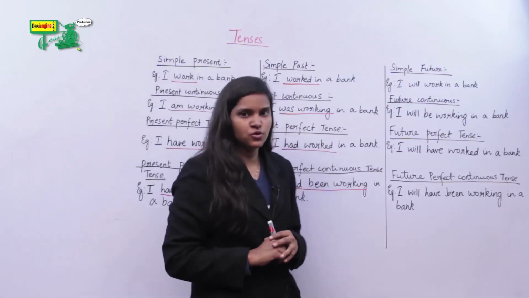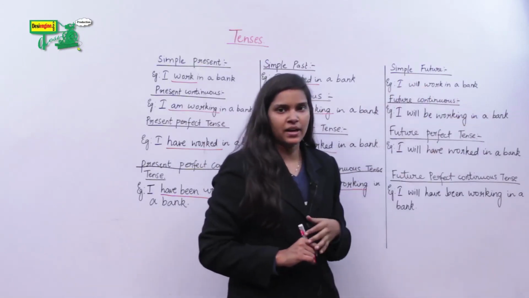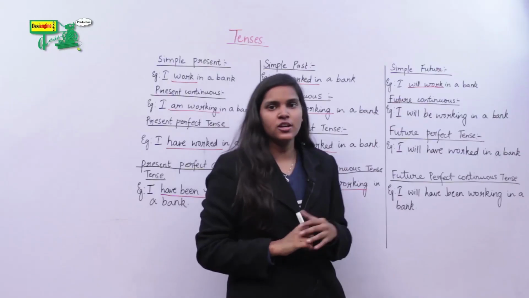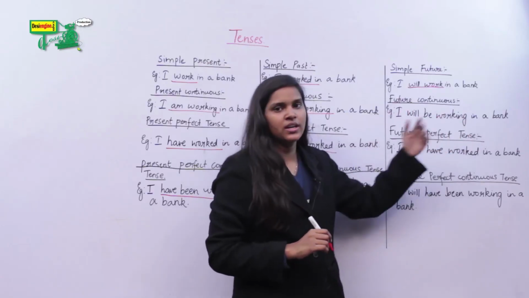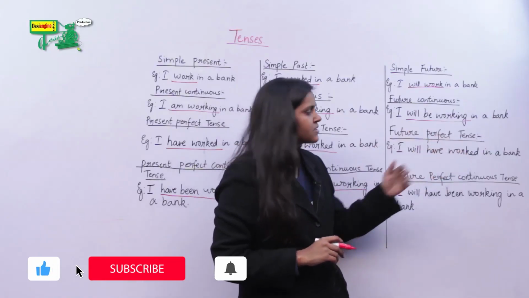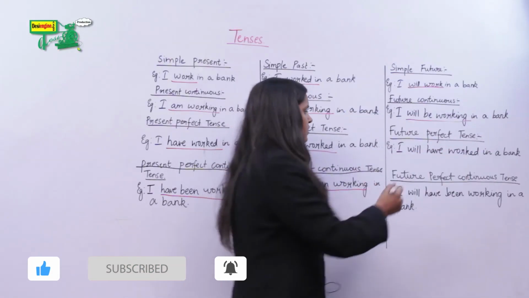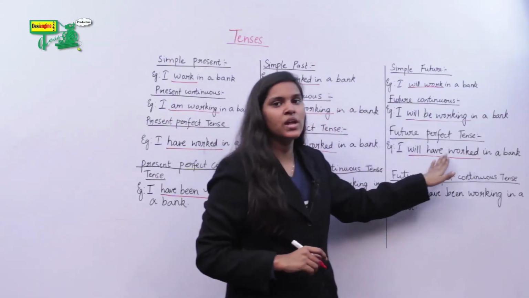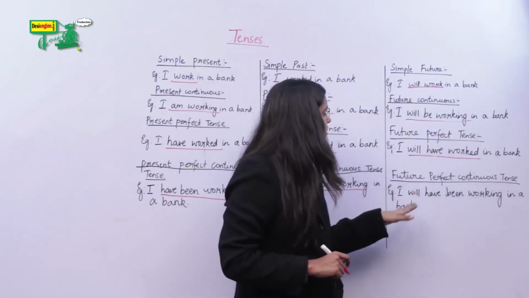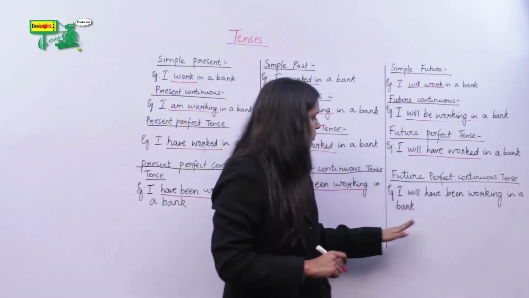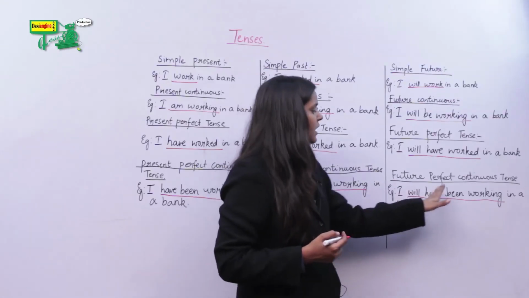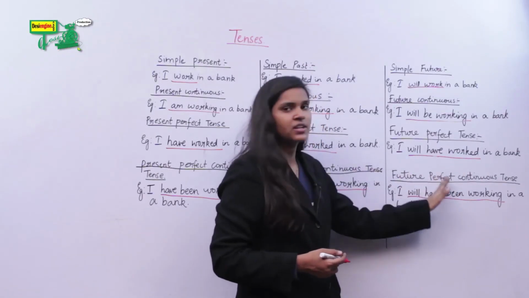Let's come to simple future now. I will work in a bank. The verb work has now become will work. In future continuous, it will become I will be working in a bank. Will be working. Future perfect tense, I will have worked in a bank. It becomes will have worked. Next is future perfect continuous tense. I will have been working in a bank. The verb work becomes will have been working in future perfect continuous tense.